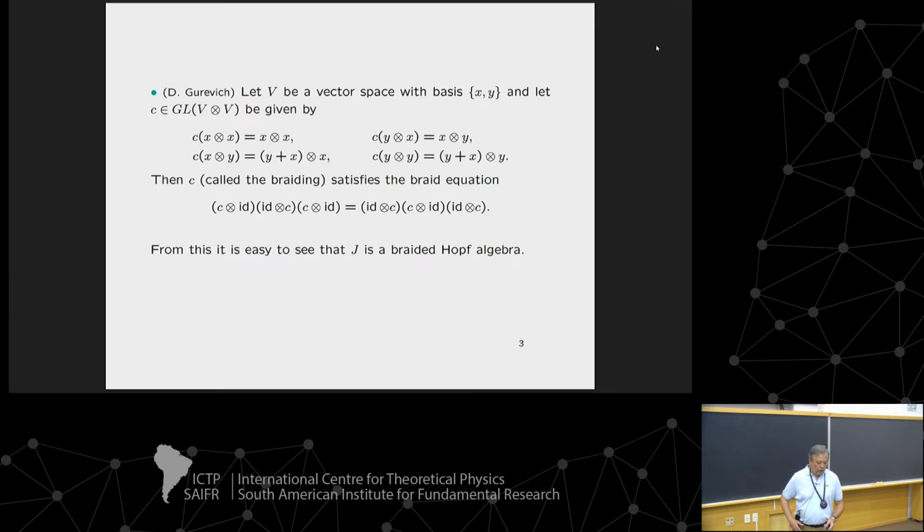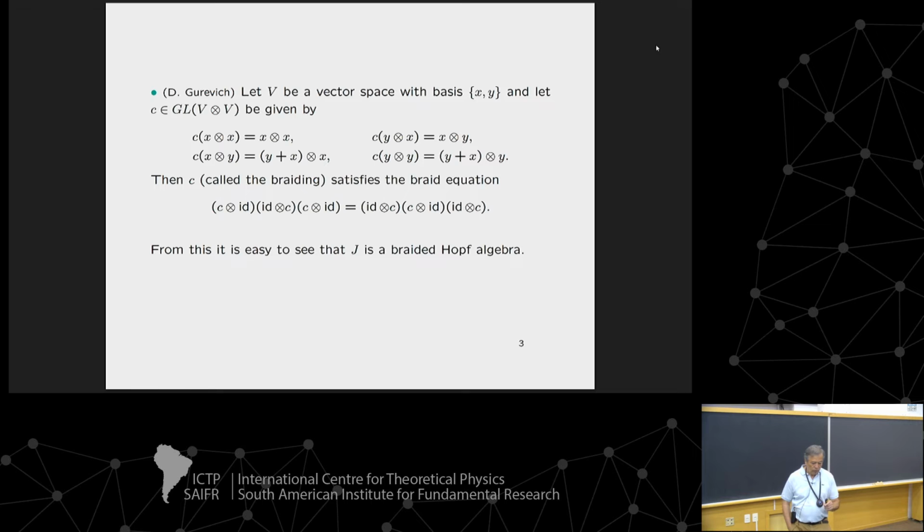Now, for us, what is important is that the Jordan plane has another structure, which is the so-called braided Hopf algebra. So what is a braided Hopf algebra? A braided Hopf algebra is an algebra with the multiplication and the co-multiplication, but the usual compatibility of the multiplication with the co-multiplication is twisted by something called the braiding in some way.